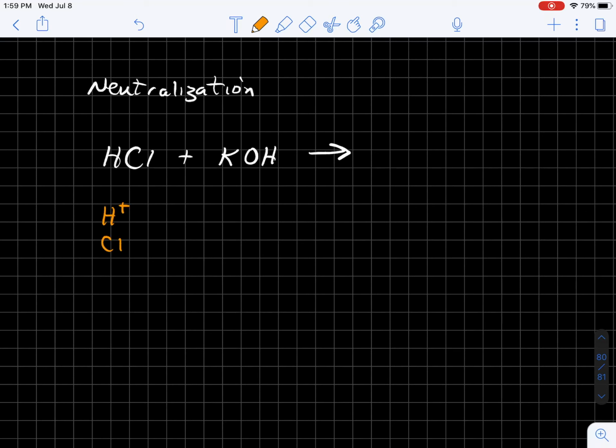All right, well, it's a lot like double displacement. We're going to separate these into ions: H+, Cl-. For potassium hydroxide, K+, OH-. And then you just switch the ions. The H+ goes with the OH- to give you water. And then the salt, K+ goes with Cl- to give you potassium chloride. And that's it.